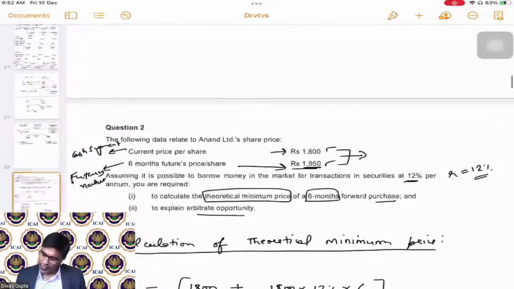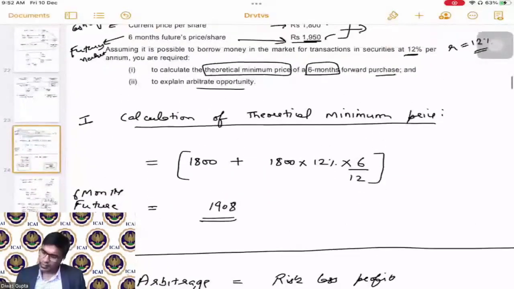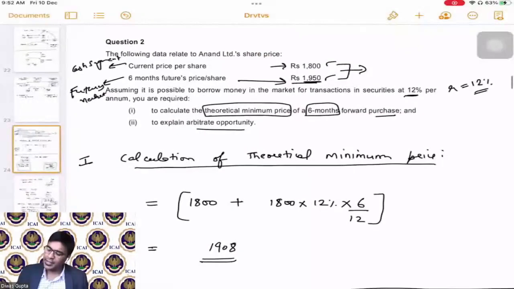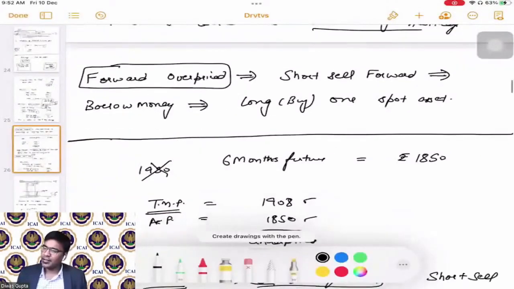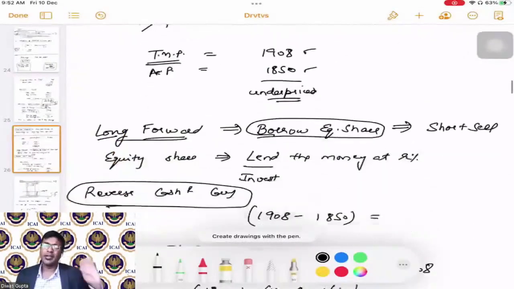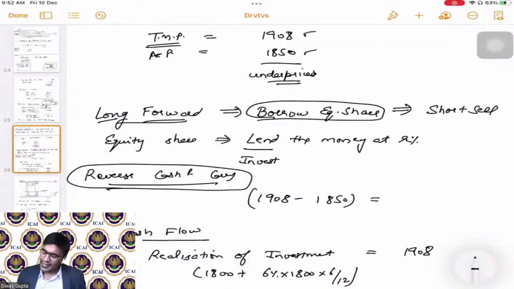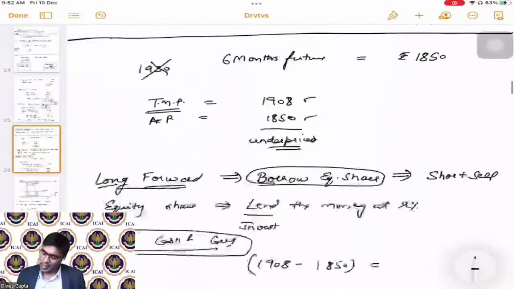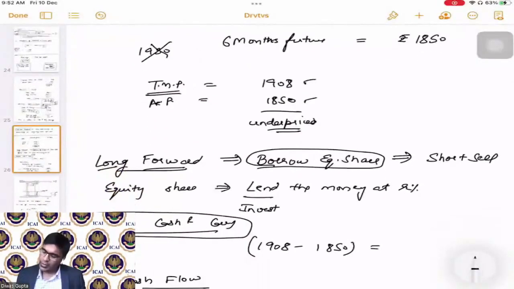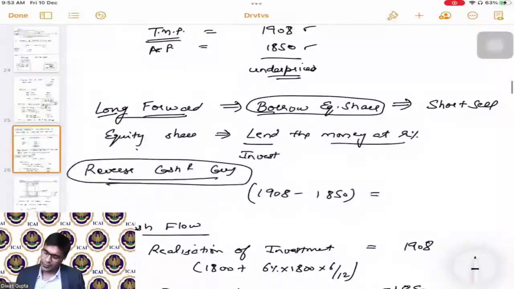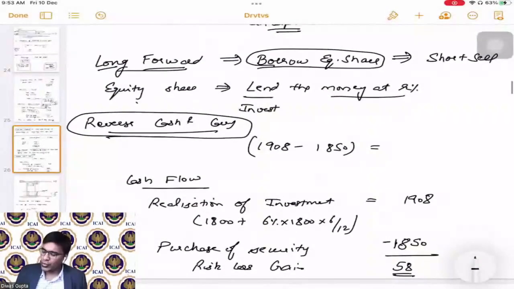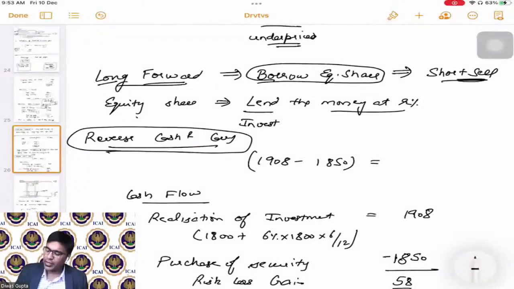In question number 2, we have seen there is one thing called cash and carry arbitrage, and there is a reverse cash and carry arbitrage, correct? You don't have to remember these names. I just told you from the technical point of view. So reverse cash and carry is what? Long forward, borrow equity share, short sell equity share, and lend the money at R percentage. Because here also you are short selling the equity share after borrowing the equity share. The same case that we have just seen now. So it is reverse cash and carry.